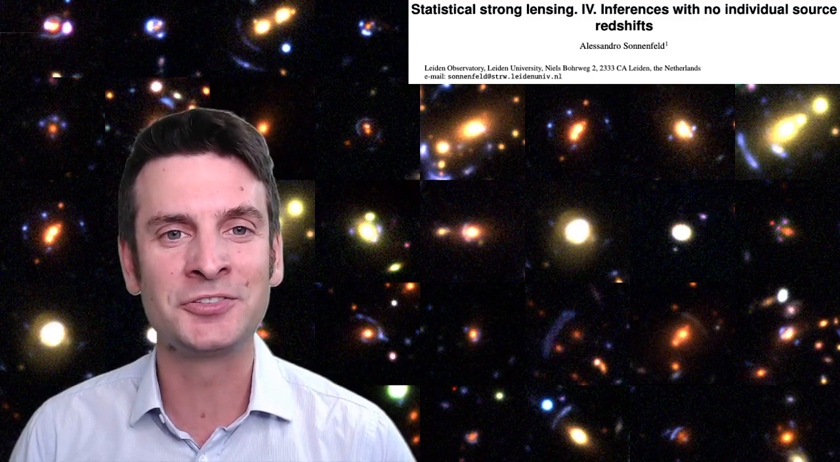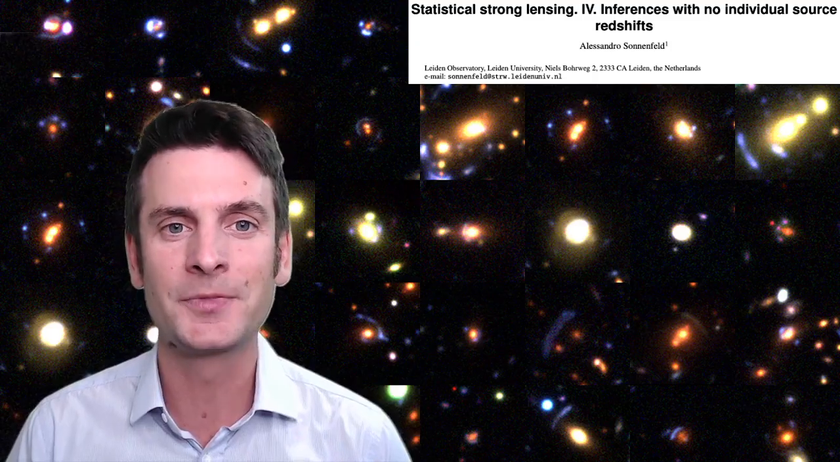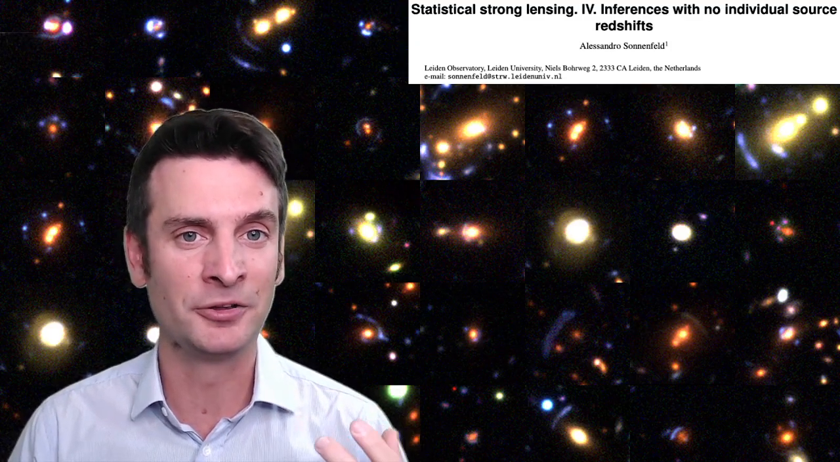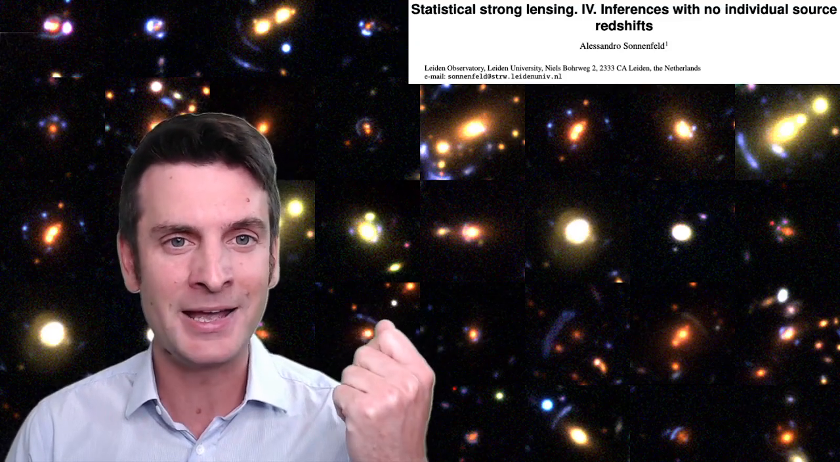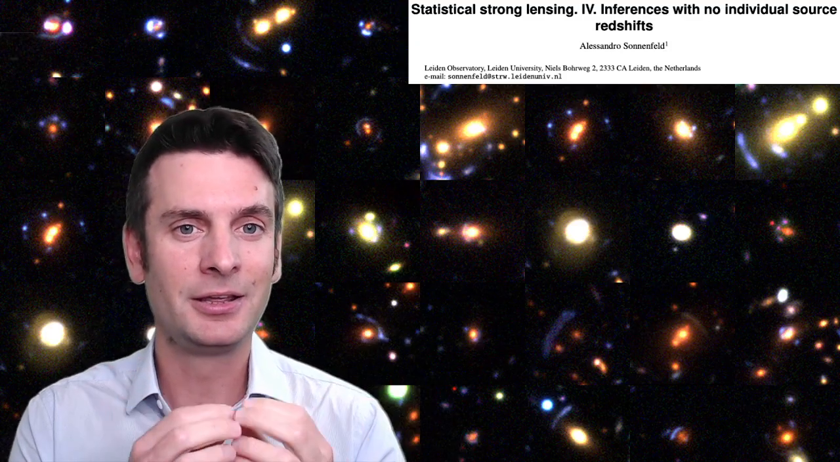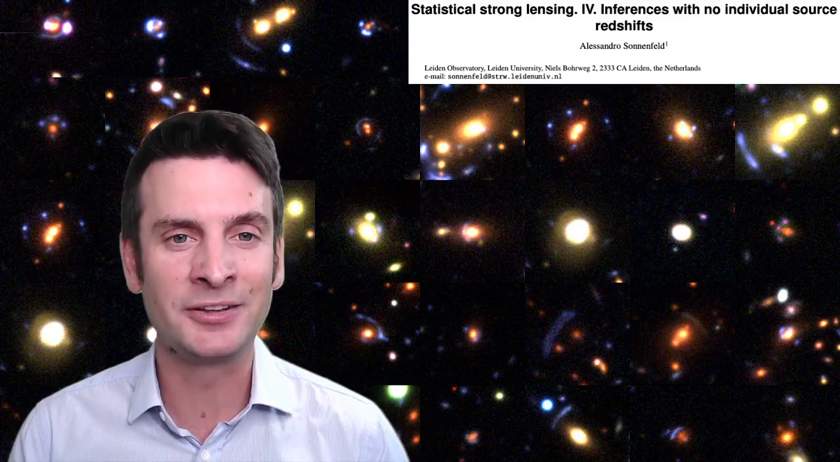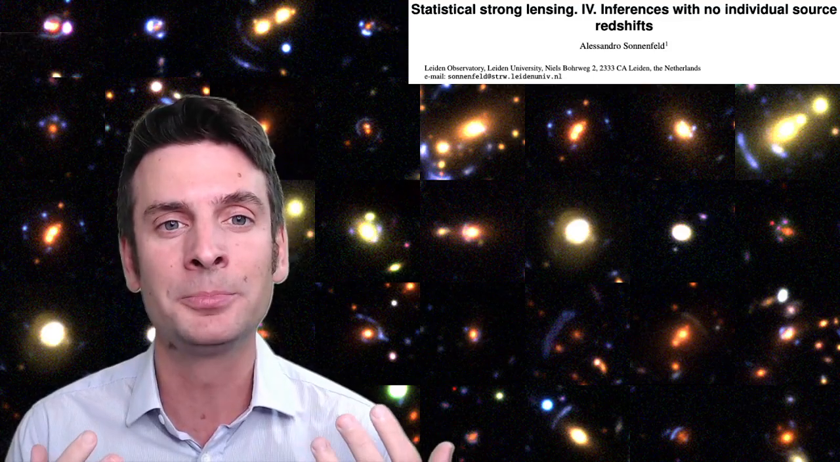Fourth paper of the series on statistical strong lensing, and the subject is redshifts. Redshifts are the elephant in the room in conversations about the future of strong lensing. If we want to use a lens to measure mass, we need to know the redshift of both the lens and the source. Usually we take spectra for that, but if we're going to discover tens of thousands of new lenses, it's going to be difficult to follow them all up.